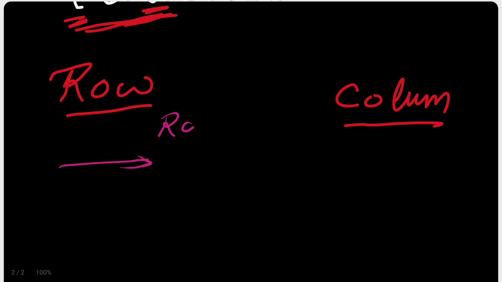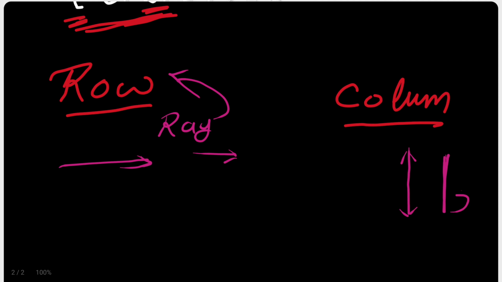You know ray. How is ray? Ray is like that. So ray means you can understand the row. And column is like a stand. It is a stand. How do you climb? We can climb like that.